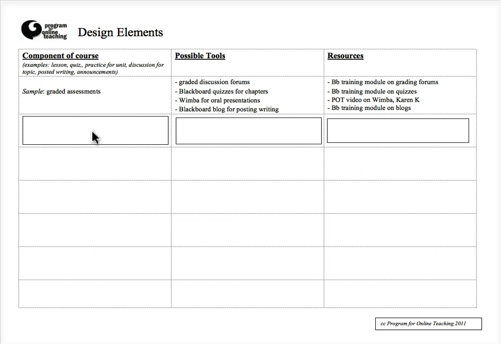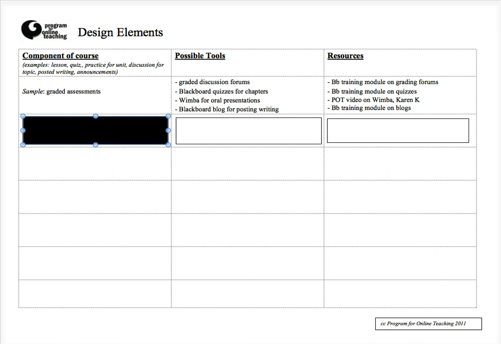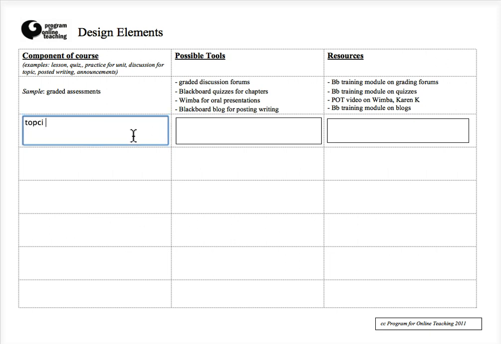So another example might be if I want a discussion on topics. Let's say I want them every week to discuss a particular topic. There might be a number of tools I could use for doing this. I might want to use a discussion forum, but I'm thinking that that's a little more formal than I really want. Maybe I should consider something like Facebook. Well, I'm not so sure that's formal enough.